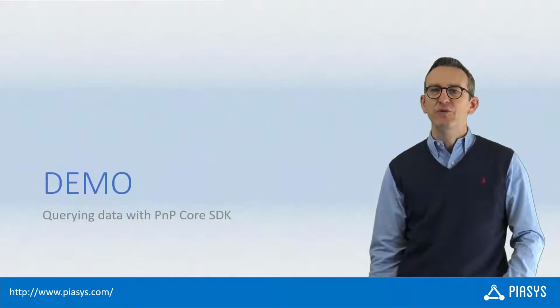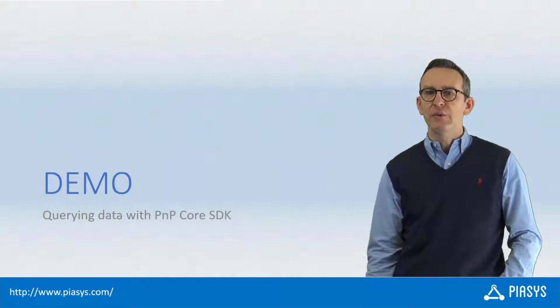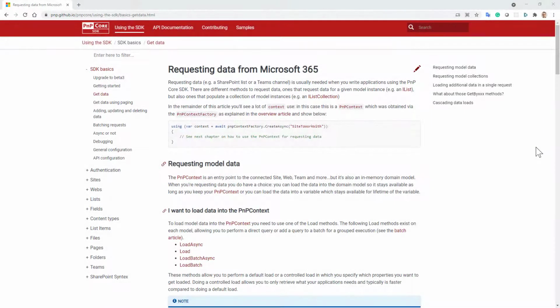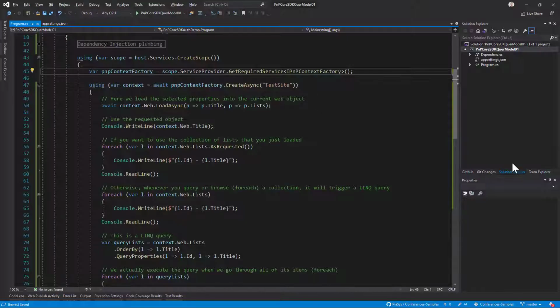So let me move to the demo environment. Let me show you how to play with the query model of PnP Core SDK. So here is the official documentation page about how to request data using the Microsoft 365 PnP Core SDK library. And let me switch to the demo application that I've built for you.